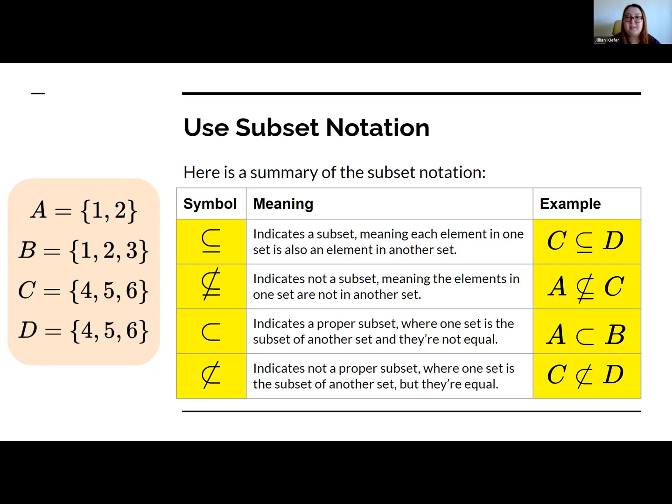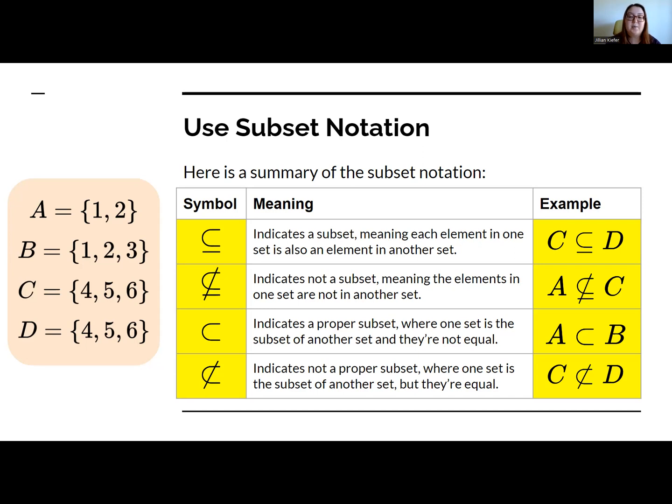Then we have proper subset. So remember, a proper subset is a subset that is not equal to the original set. It indicates a proper subset where one set is a subset of another. They're not equal, they're not the same. So for example, A is a proper subset of B. B is the set of 1, 2, and 3. A is the set of 1, 2. B has an extra element, 3, but 1 and 2 are still contained within B. So 1 and 2 is a proper subset of 1, 2, and 3. It is a subset that is smaller, not the original of the other set.